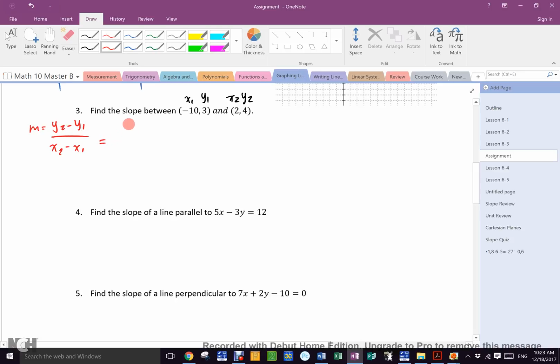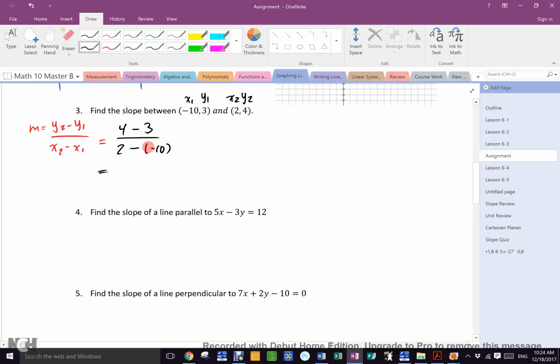y2 is what? 4 minus y1 is what? 3 over. x2 is what? 2 minus x1 is what? Negative 10. Then you're going to make a second mistake here because you all think that you can add and subtract in your head. But you can't.